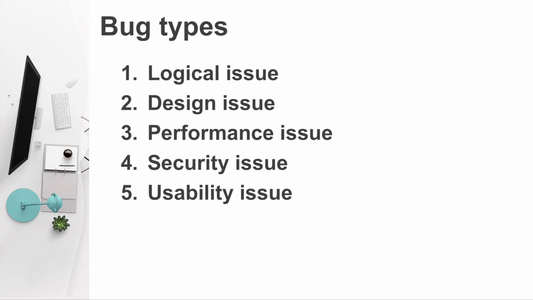It could also be a performance issue. For example, a website behaves very slow, especially when there are concurrent users visiting this website. A bug could also be a security issue, like your system is vulnerable to security attacks. A bug could also be a usability issue. For example, in your website, your users need to go through some complicated steps to finish a simple task.